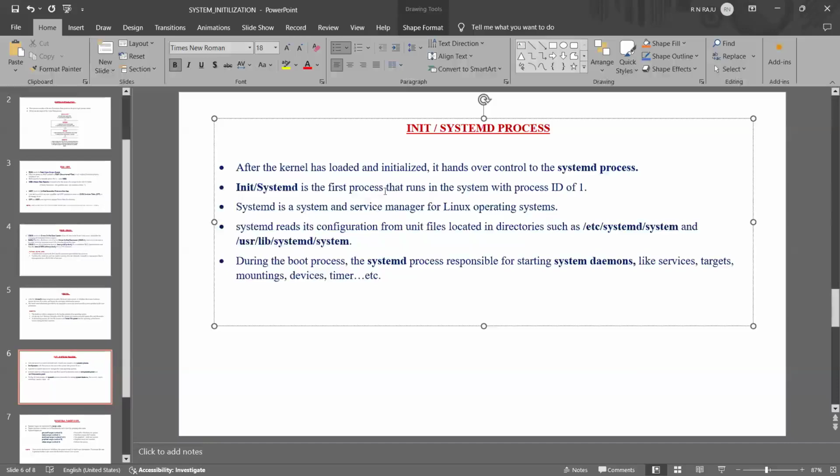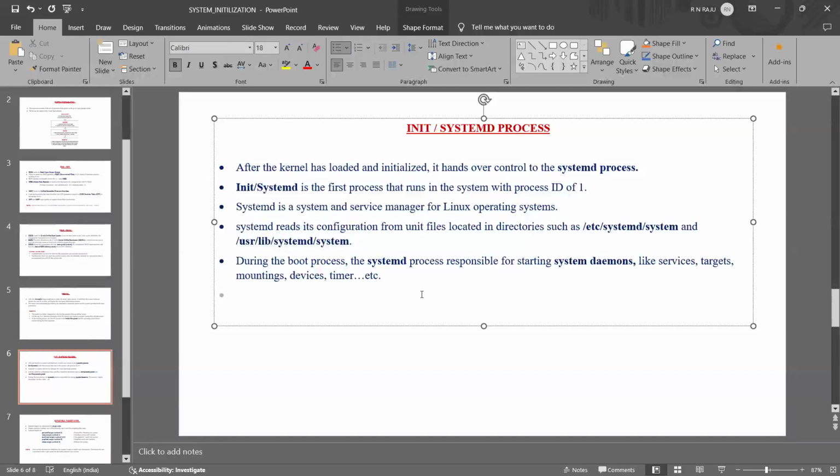Init or systemd is the first process that runs in the system, with the process ID of 1. This is the main point, guys. A repeated interview question is: what is the first program in Linux? The first process in Linux is either init or systemd. Traditional operating systems use init, but init has been replaced with systemd in the latest ones. So the first program in Linux is init or systemd. When the processes are loaded, systemd occupies the ID value of 1.